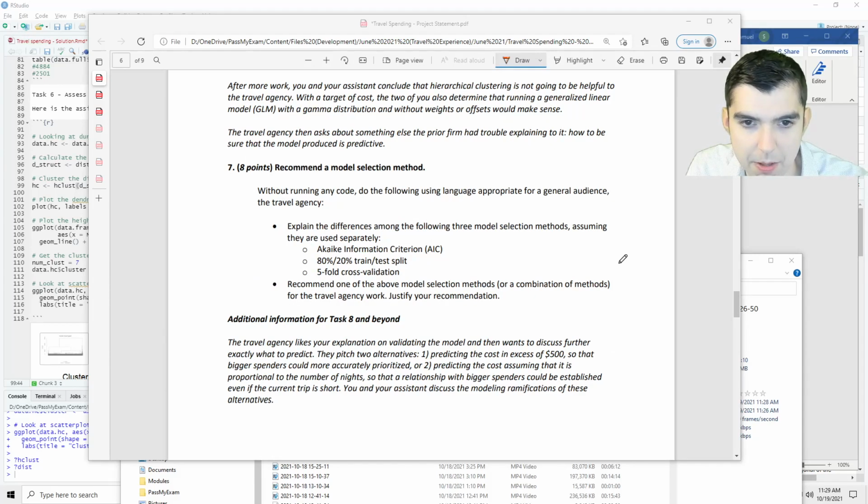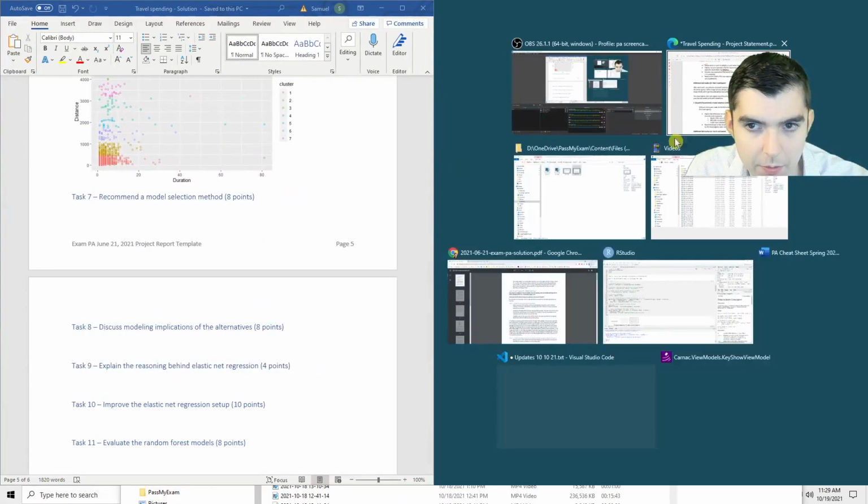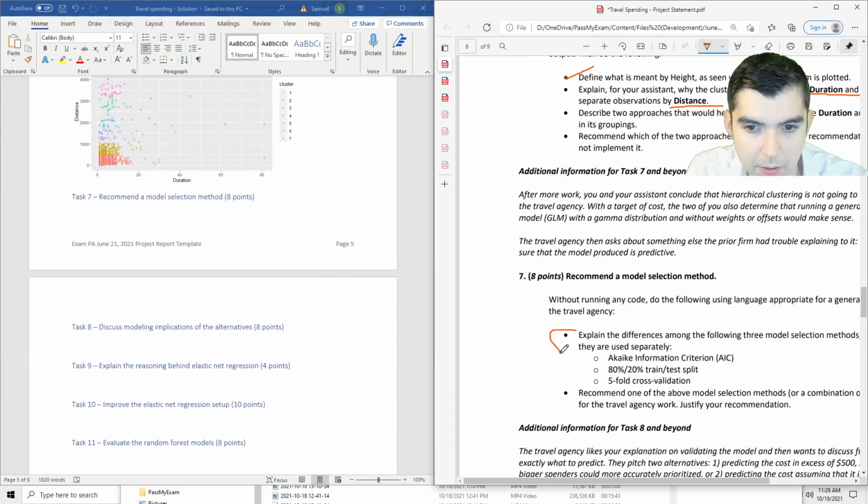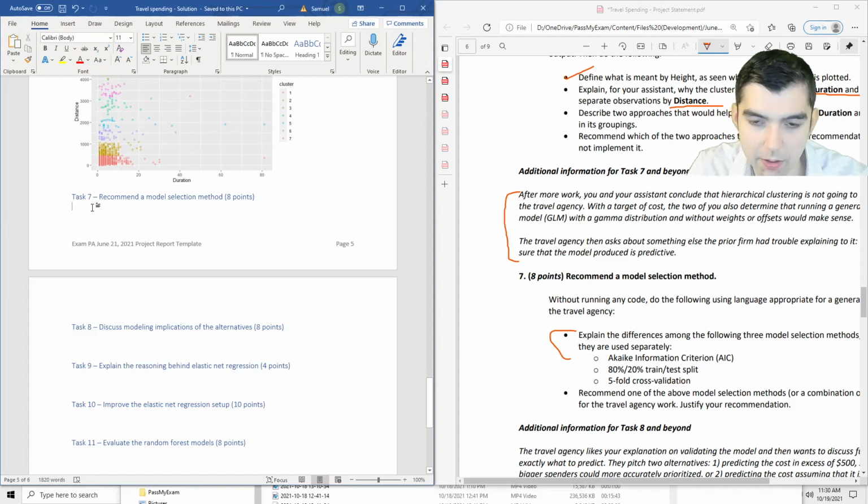Recommend a model selection method. Without running any code, do the following using language appropriate for a general audience, the travel agency. Explain the difference among the following 3 model selection methods, assuming they are used separately: Akaike Information Criterion, AIC; 80-20, 20% train split; 5-fold cross-validation. All that we have to do is answer this part. They gave us all this context, but just put that in your mind and store it for later.